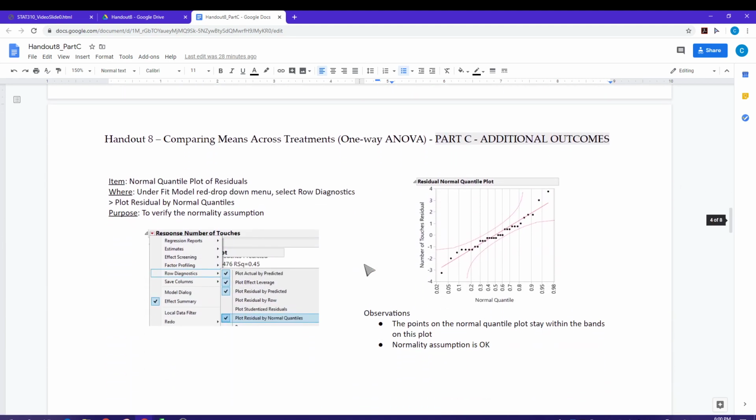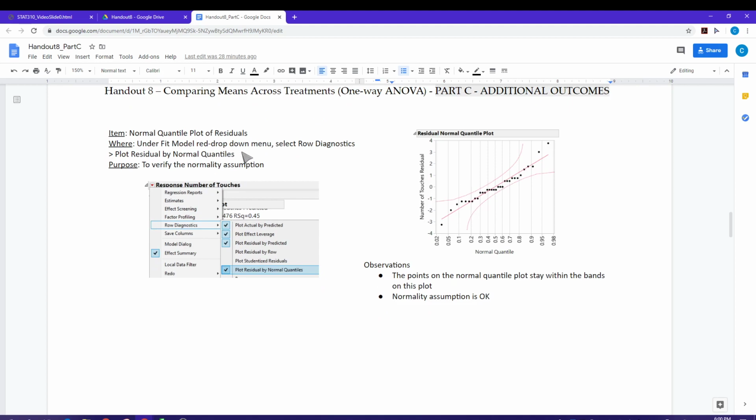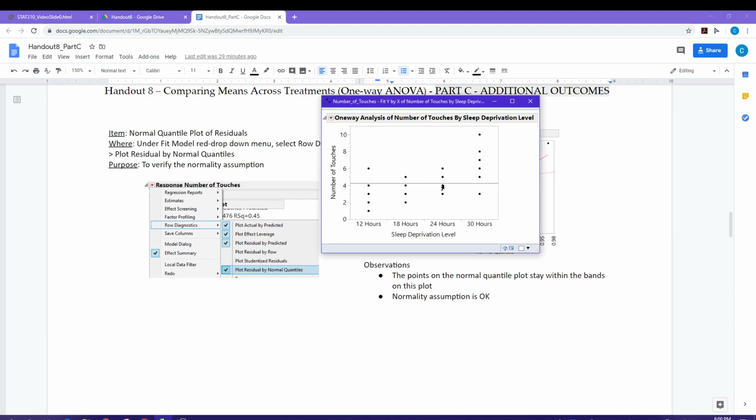Okay, how about some of the other things? Here we have the normal quantile plot of the residuals. I can get this underneath the fit model output. So now I'm going back underneath Fit Model, and from my red drop-down menu, I'm going to select Row Diagnostics and then Plot Residual by Normal Quantiles. Show you that real quickly here.